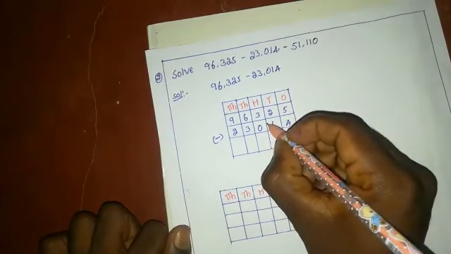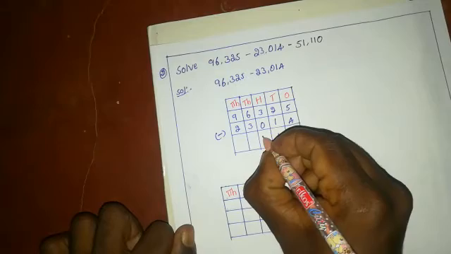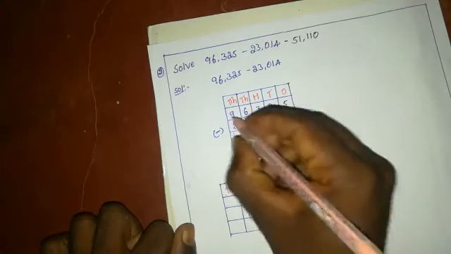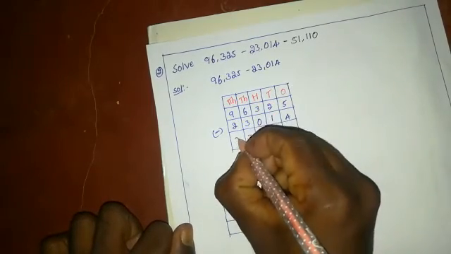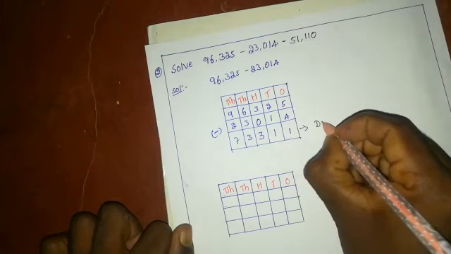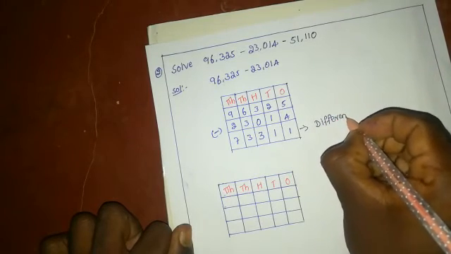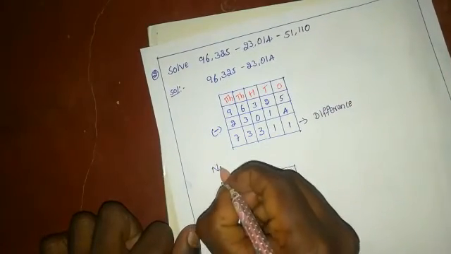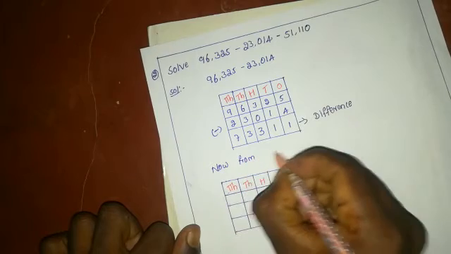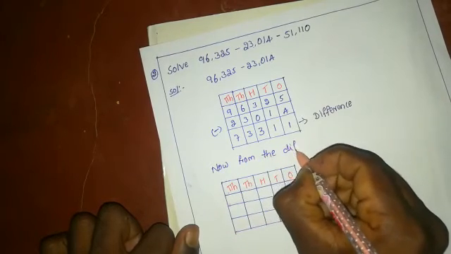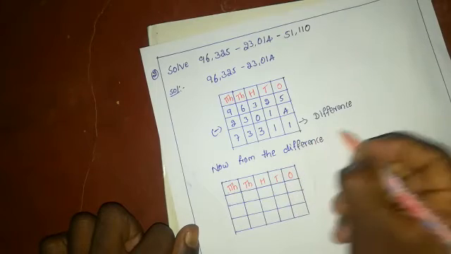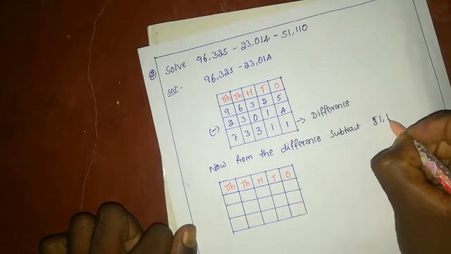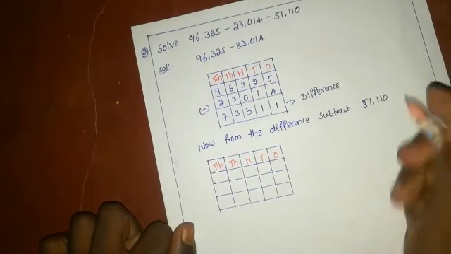We know that when we subtract 0 from any number we get the same number, which means we subtract 0 from 3, we get 3. Here we subtract 3 from 6, we get 3. Here we subtract 2 from 9, we get 7. This is the difference. Now we have to subtract 51,110 from the difference.